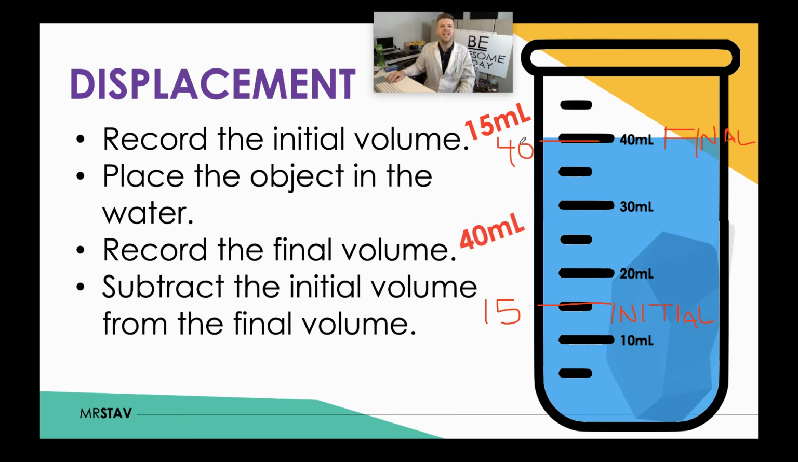There it is. Finally, to figure out this middle spot, you're going to subtract the initial volume from the final volume. Okay? So let's add these words here. We have initial, what it started at, and we have final.